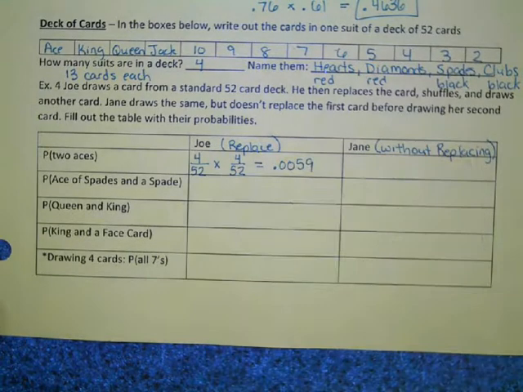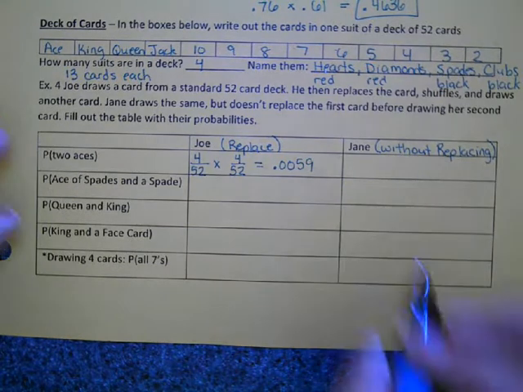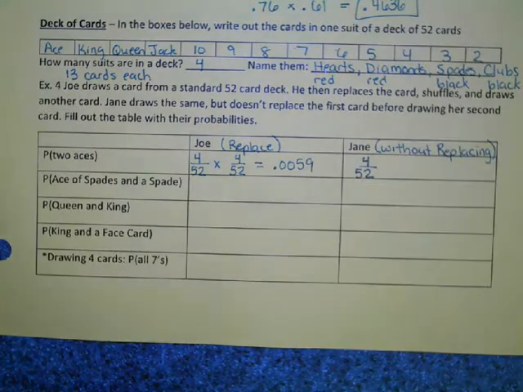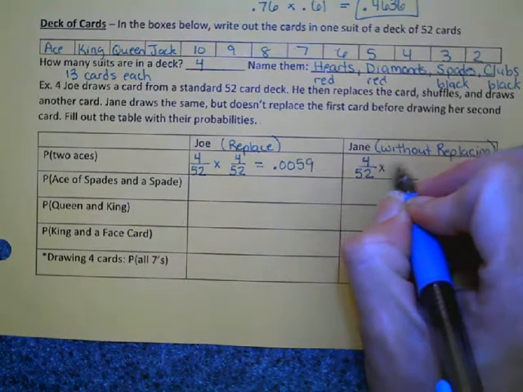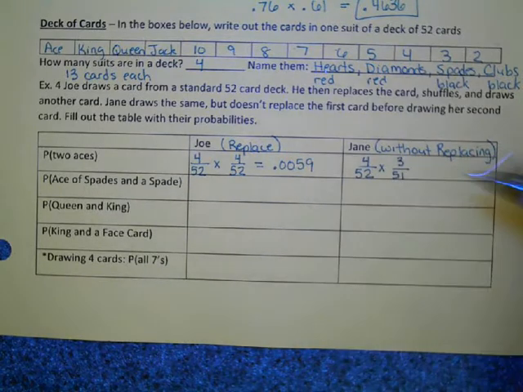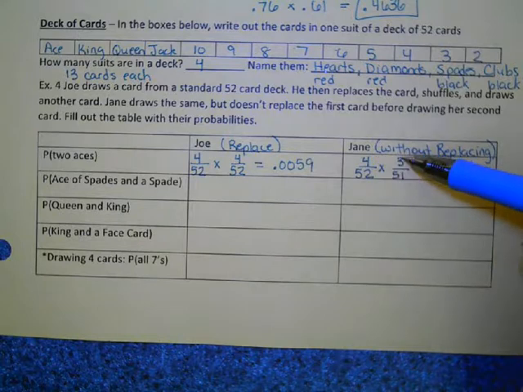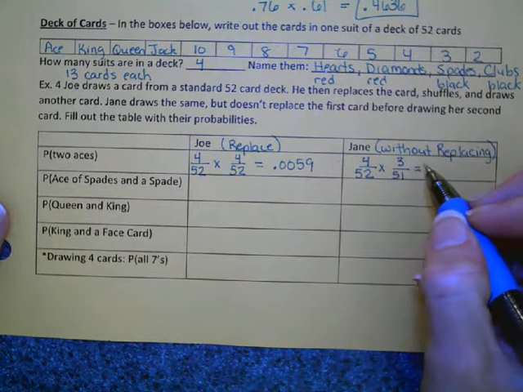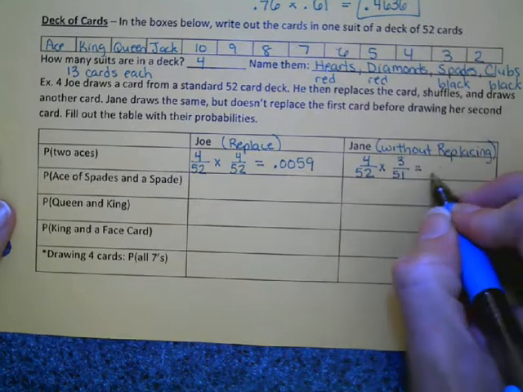Let's think about the same situation with Jane. Jane pulls out an ace, that's 4 out of 52. If you want to pull out another ace, there's only 3 aces left out of 51 cards. So we took an ace out, so we have 1 less ace, and we also have 1 less card in the deck. 0.0045.